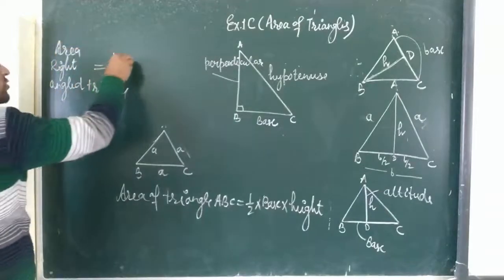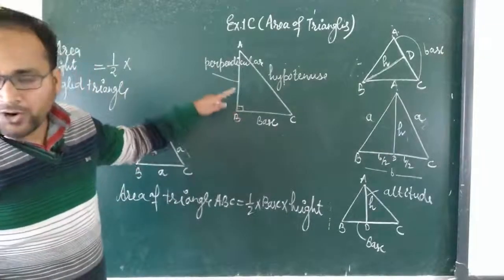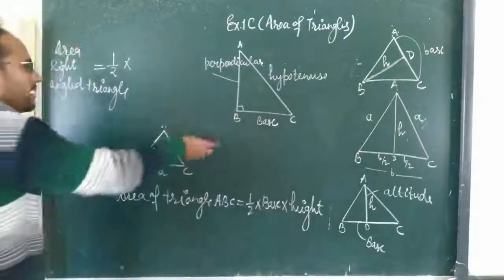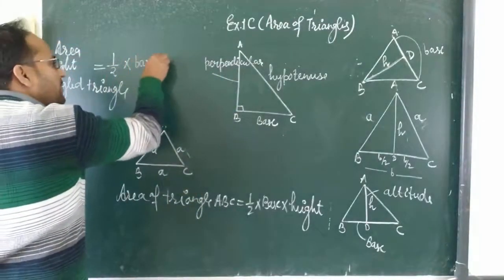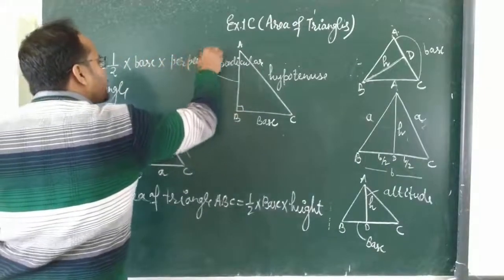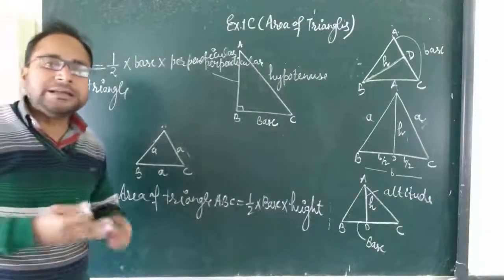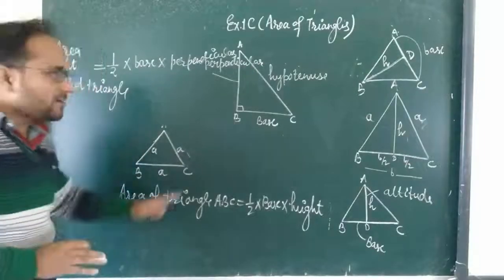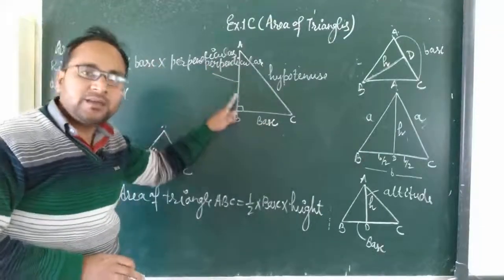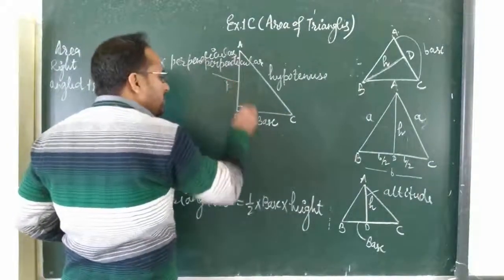Area of a right angle triangle is equal to 1 by 2 the product of the two sides containing the right angle, or you can write 1 by 2 base multiplied by perpendicular, or height. That means AB multiplied by BC, or BC multiplied by AB, times 1 by 2.